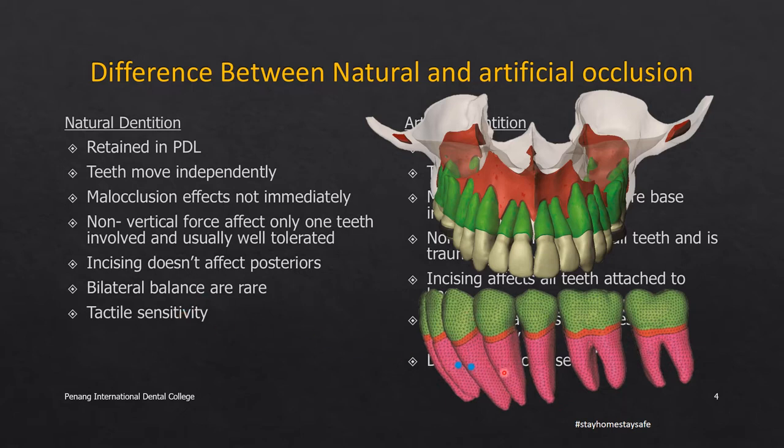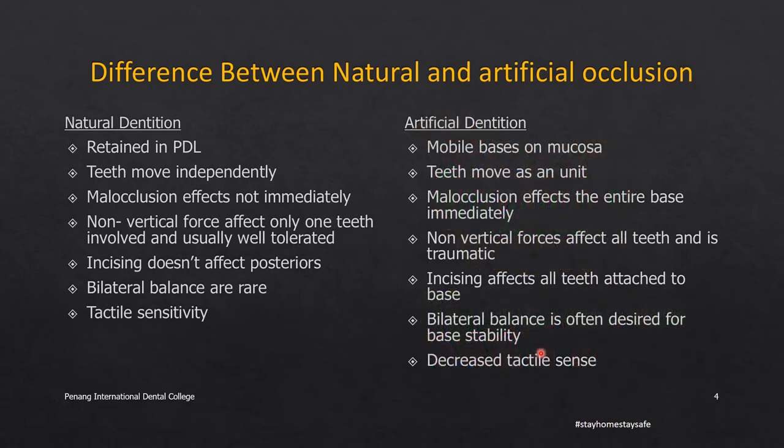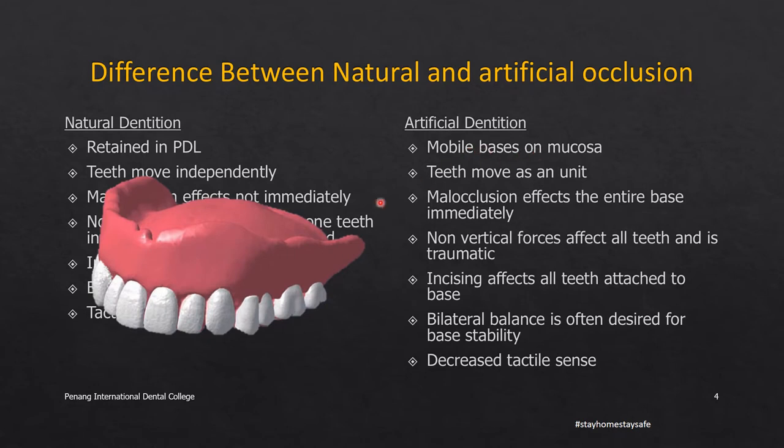excellent tactile sensibility. Whereas when you look at denture teeth, that is artificial teeth, denture teeth are anchored to mobile bases on the mucosa. So this is a denture, where this is the basal seat of the denture, and the teeth are added to the basal seat or fixed to the basal seat. They do not move independently. They are not anchored into the alveolar socket like the natural teeth. So therefore the teeth move as a unit and malocclusion will affect the stability of the entire denture.